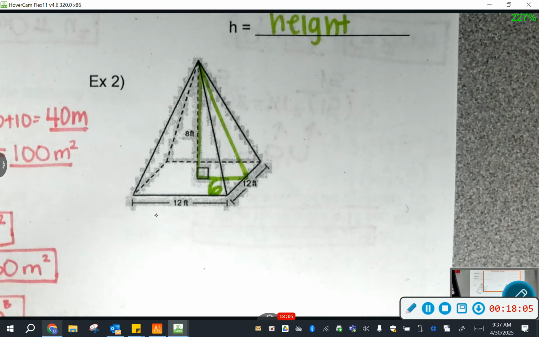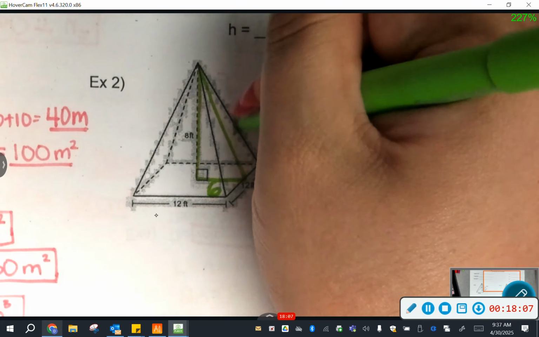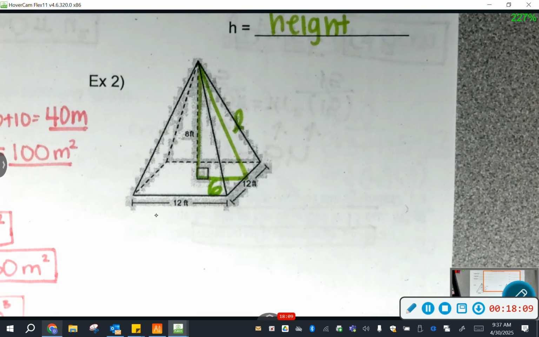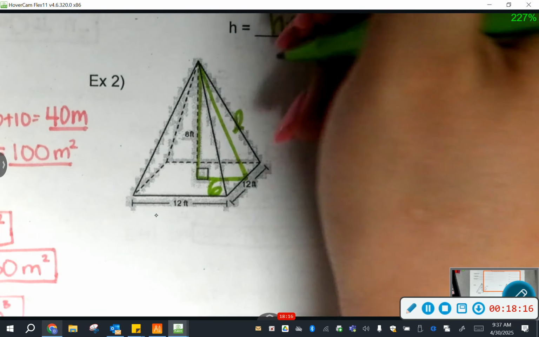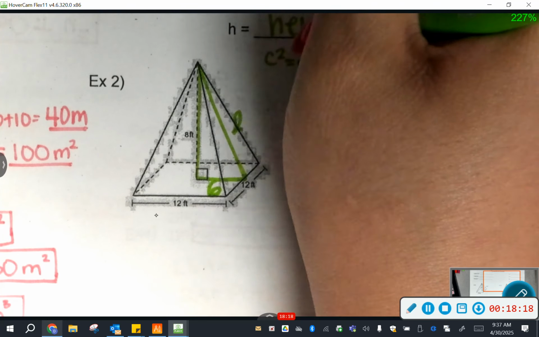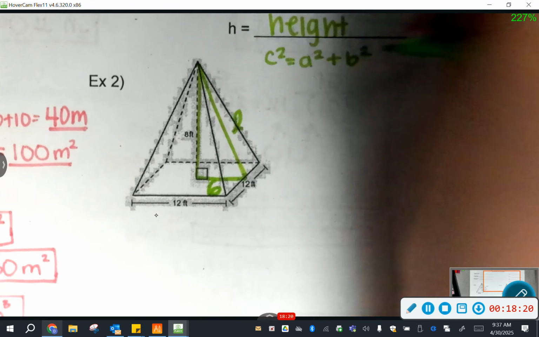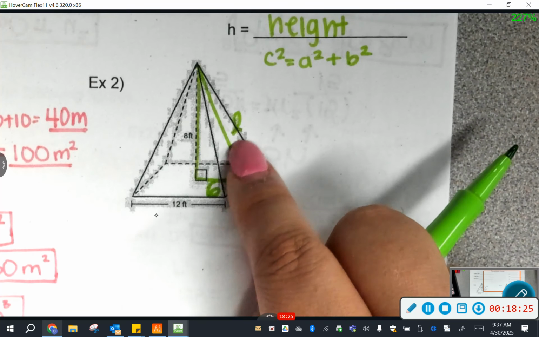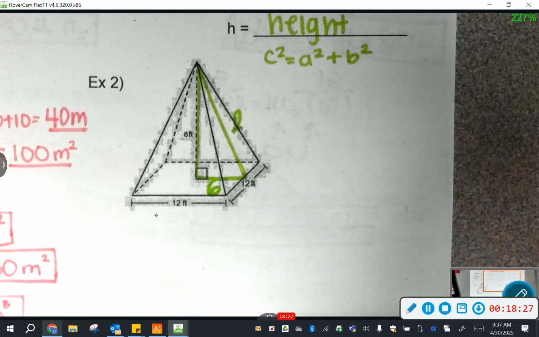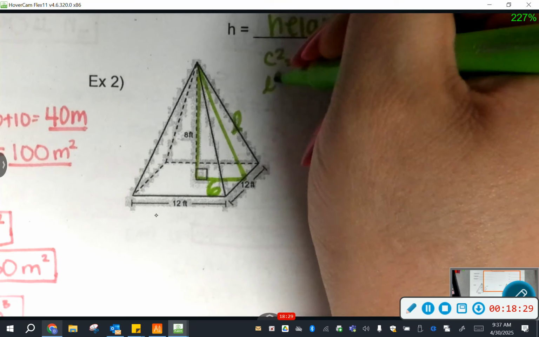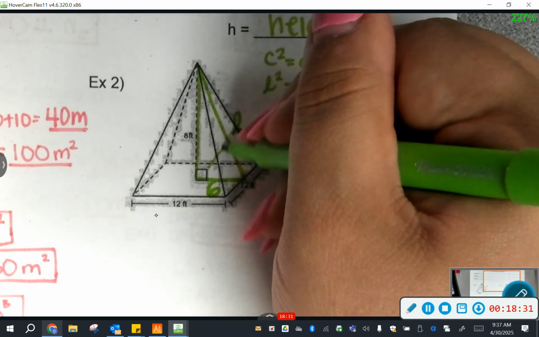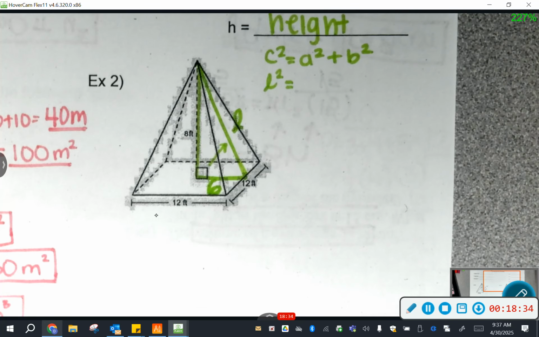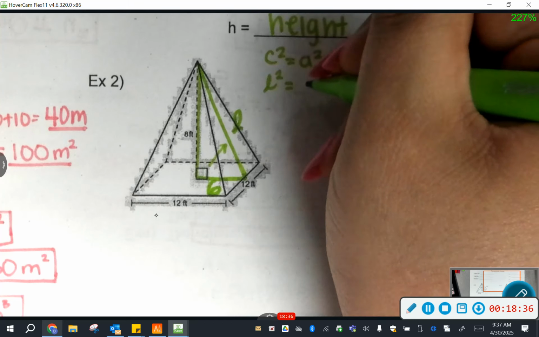Y'all, how do I find this L right here? Can divide by 2. We have to do Pythagorean theorem. What's Pythagorean theorem? And what am I looking for here? What's that L? Which letter? C. That is my C. Why is it my C? Because it's the longest one. It's across from 90. We're going to get there.